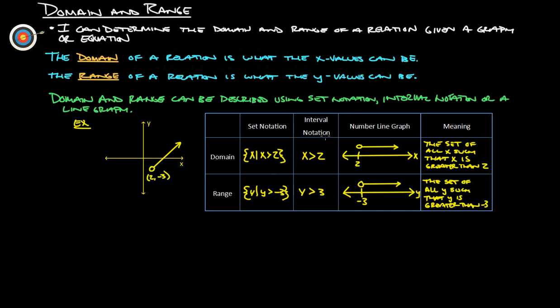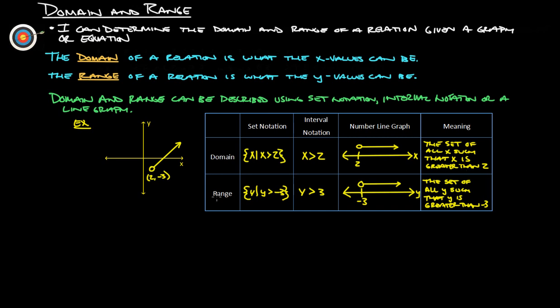Here's where most of us are used to seeing interval notation. We say x has got to be greater than 2. Here's 2, and x is going to be anything that's bigger than that. Now the set notation is the set of all numbers. That's what the brackets mean: the set of all x's such that x is greater than 2. So it's really just a little bit extra from interval notation. And then the number line graph: here's our x, we're starting at 2, and x is getting bigger. The meaning of this is the set of all x's such that x is greater than 2.